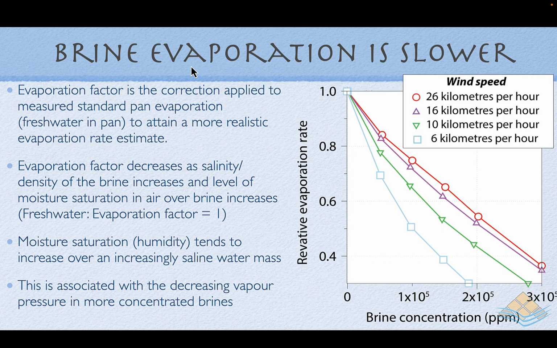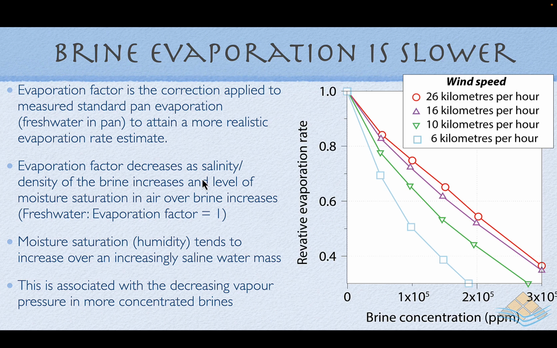And here we can see it related to wind speed. This is for a seawater brine, looking at the relative evaporation rate, the evaporation factor if you like, versus the brine concentration. As the wind speed increases, so does the relative evaporation rate. It's because we are removing that saturated water above the evaporating water mass. So wind speed increases the evaporation rate over any water mass, be it fresh or saline.